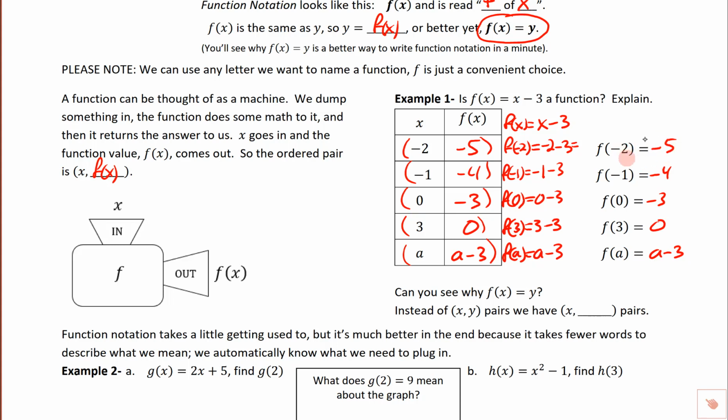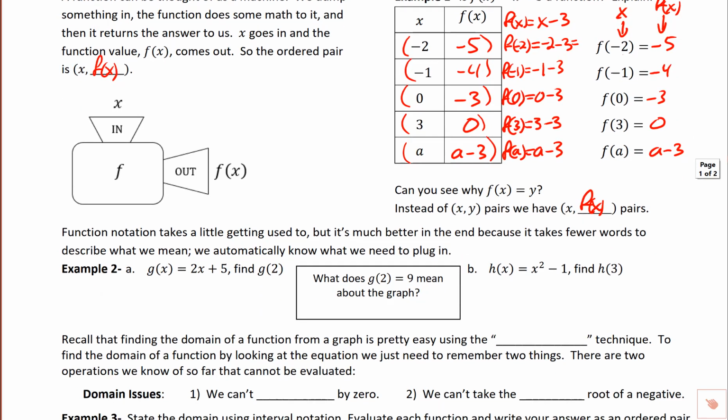And what I'd like you to focus on is this one right here. You'll notice that this is the x value that we plugged in, and this is the f of x value that we got out. Just like we have xy pairs here, you can see that this is a negative 2 comma negative 5 pair. So when we write it in this format right here, we can actually see the xy pair or the x comma f of x pair just like that. So the question here is, can you see why this is a better way to write it? I hope, because instead of an xy pair, we have an x comma f of x pair. Y is the same as f of x, so f of x is equal to y. Can go either way there. So just kind of keep that in mind.